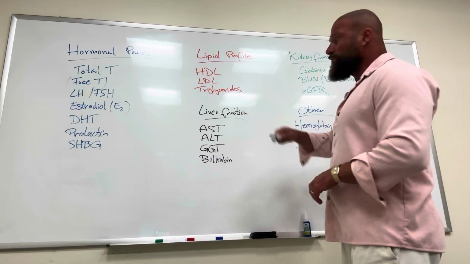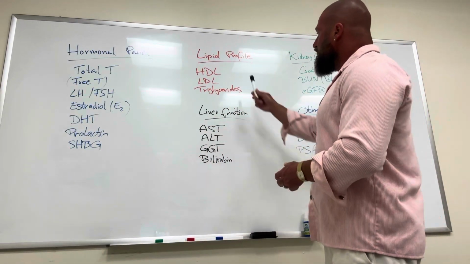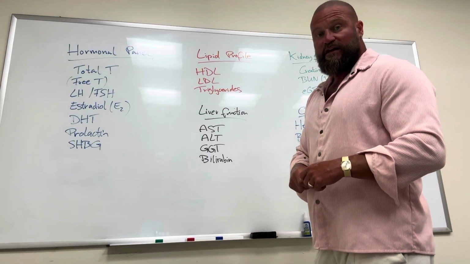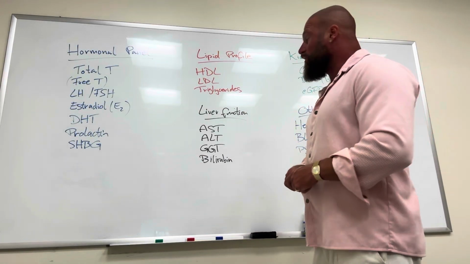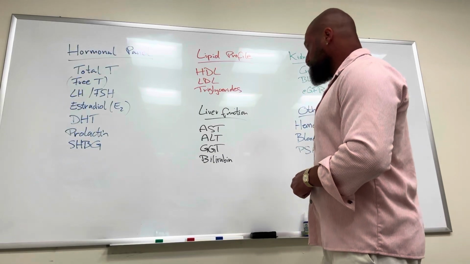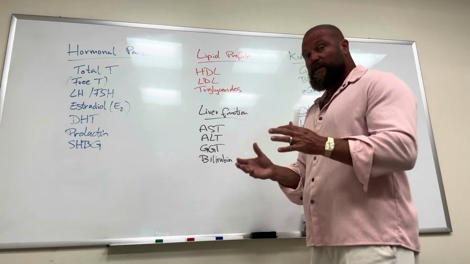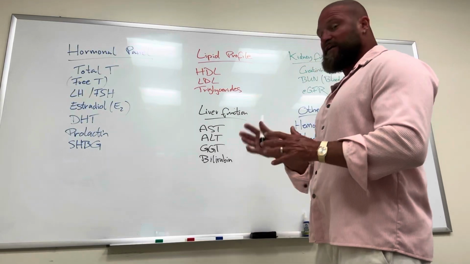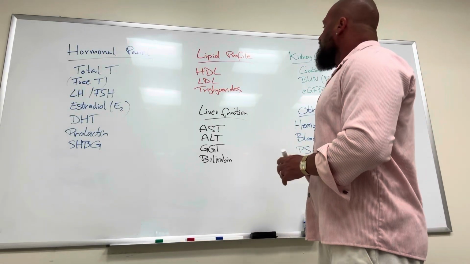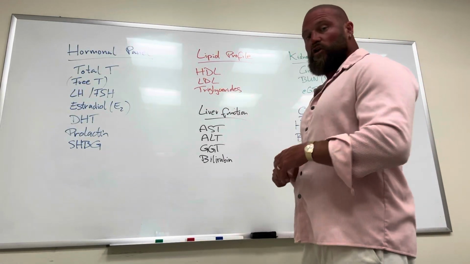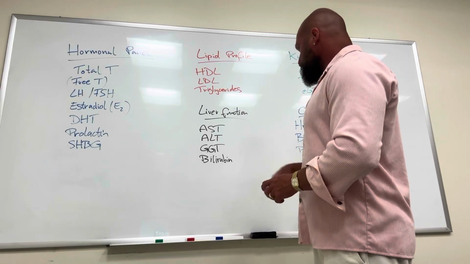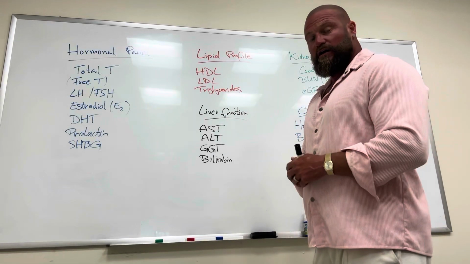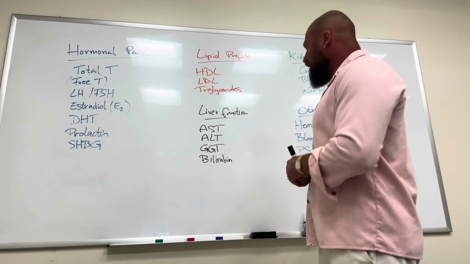All right, next will be the lipid profile. So HDL, high density lipoprotein. Again, it's the good type of cholesterol. It's basically removing the bad stuff from your blood vessels and bringing it back to the liver. And then we have the bad cholesterol, low density lipoprotein. And then we have our triglycerides, which is also a type of fat in our blood.